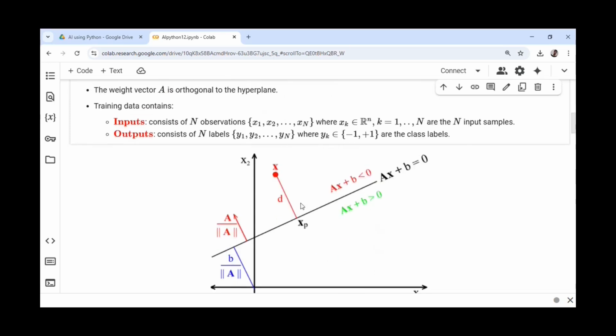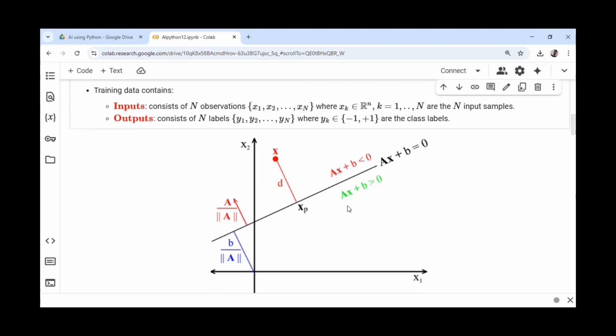So here, this figure shows the hyperplane which is defined by ax + b = 0. x is considered to be a 2D vector. Therefore, the hyperplane will be a line. For a 2D data set with variables x1 and x2, the hyperplane is defined by ax + b = 0, or a1 x1 + a2 x2 + b = 0, where a1 and a2 are the elements of this row vector A.